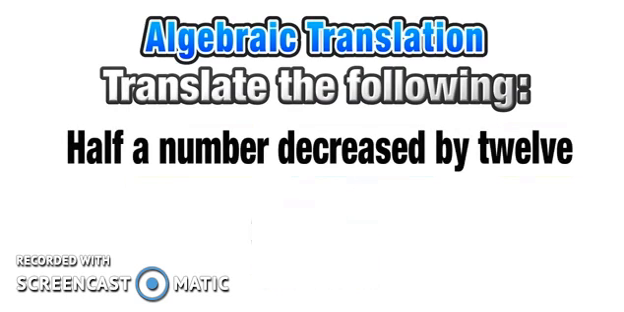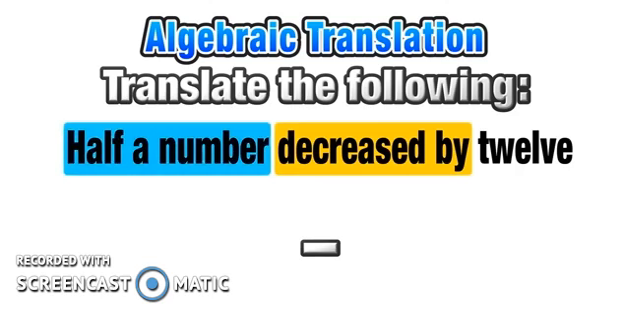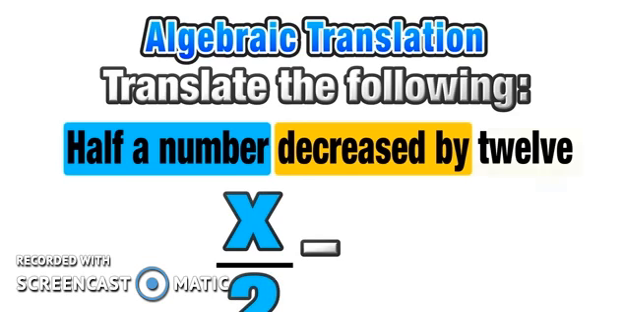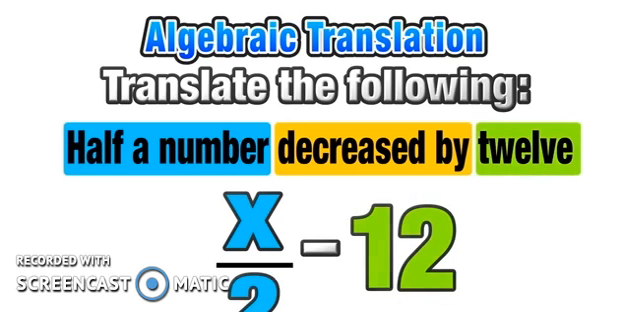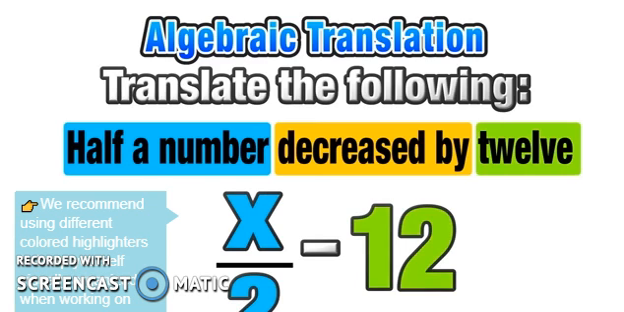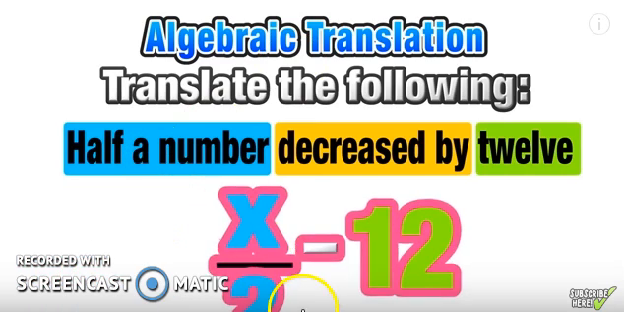Next, we have the phrase half a number decreased by 12. Decrease by means to subtract, and now the first term is half a number, we'll call that number x, and half of it means dividing it by 2. So we have x over 2 minus 12. So that expression is the translation of that verbal phrase.